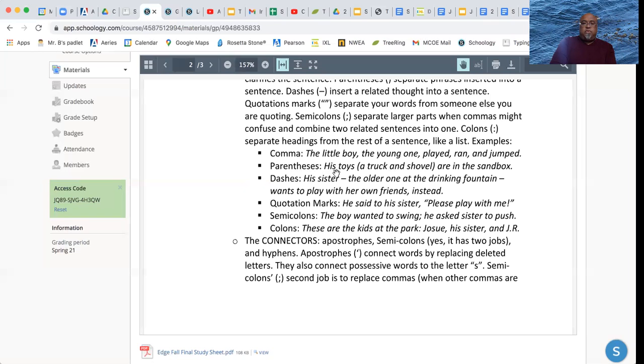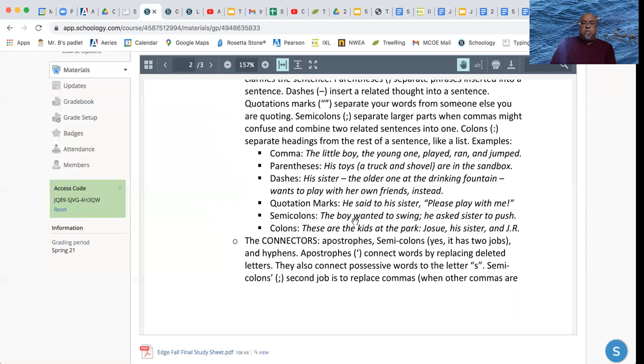Parentheses: his toys, a truck and a shovel, are in the sandbox. Dashes: his sister, the older one at the drinking fountain, wants to play with her own friends instead. Quotation marks: "Please play with me," he said to his sister. And you can see the quotation marks put the kid's words separate from the rest of the sentence.